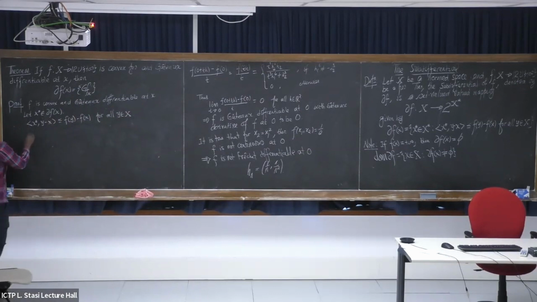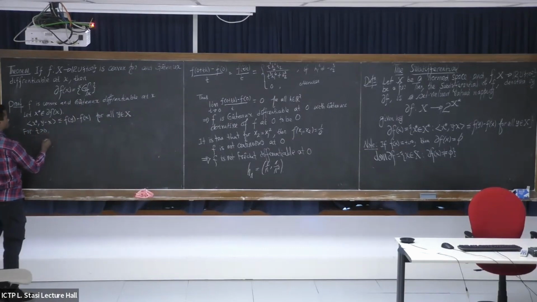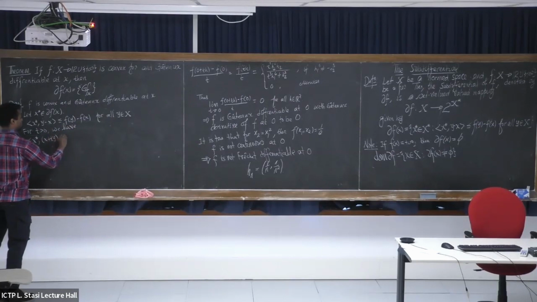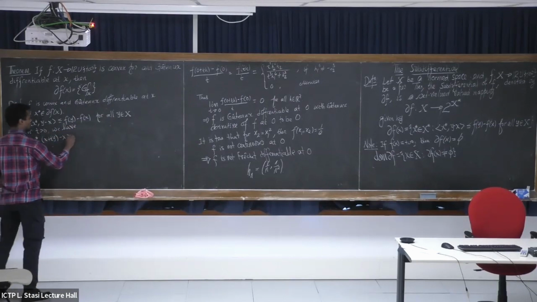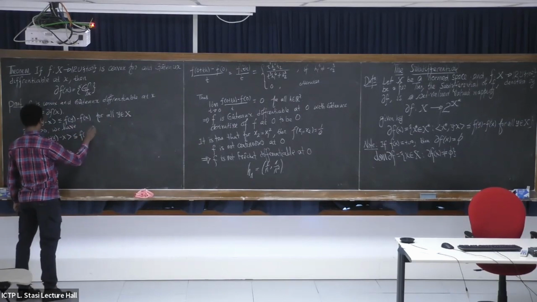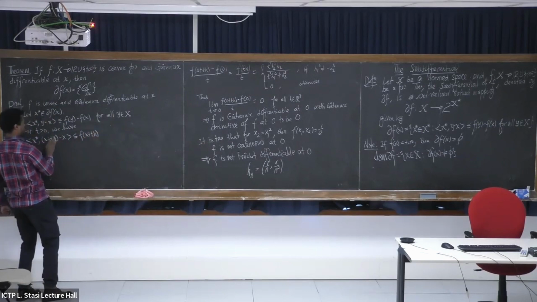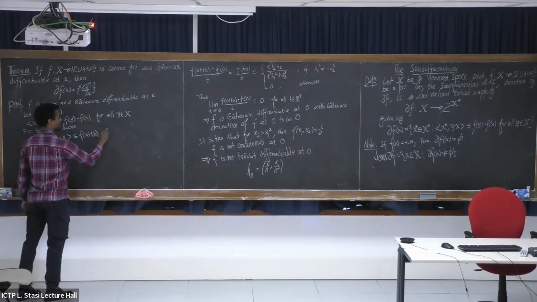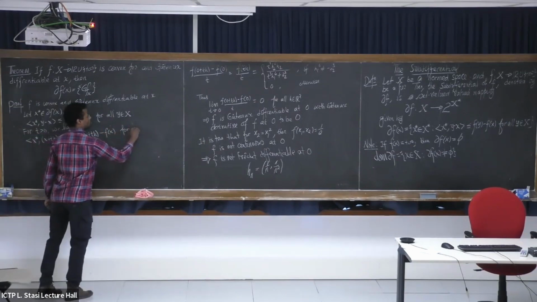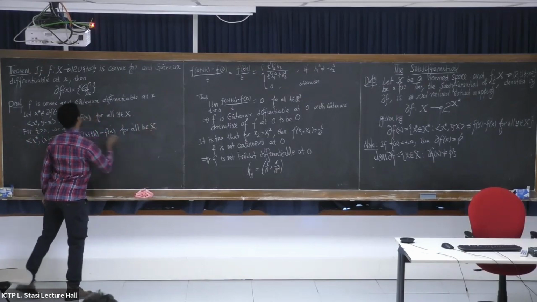So this implies that for t greater than 0, we have <x star, x plus th minus x> is less than or equal to f of x plus th minus f of x for all h. This is a direct consequence from here.